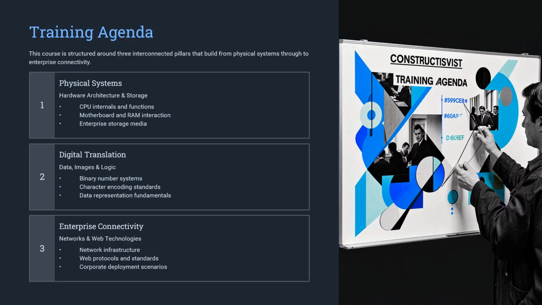Training agenda. Our training agenda is built around three core pillars. First, physical systems, focusing on CPU, motherboard, and storage. Second, digital translation, covering binary systems and data representation fundamentals. And third, enterprise connectivity, looking at network interaction and web protocols.